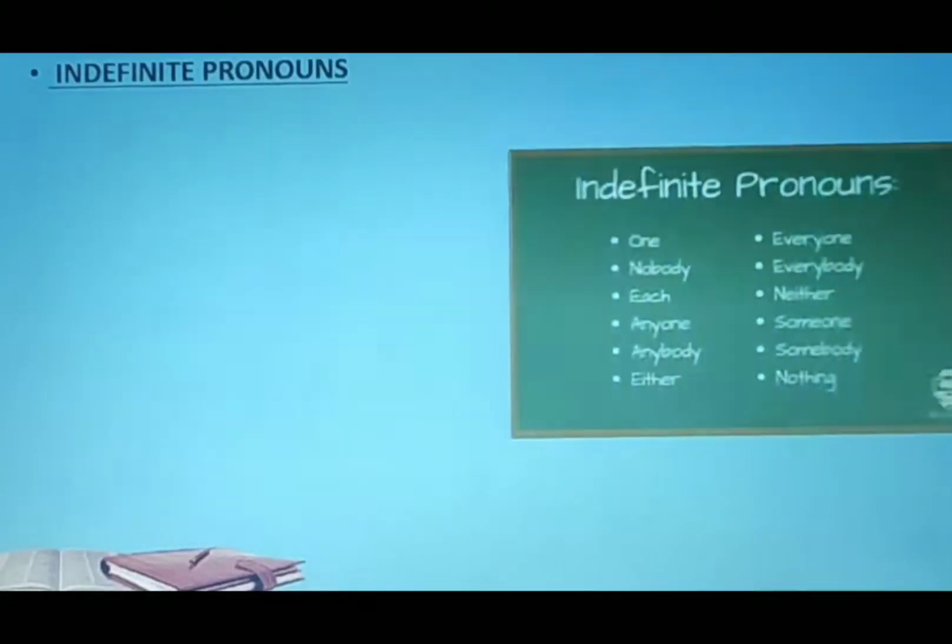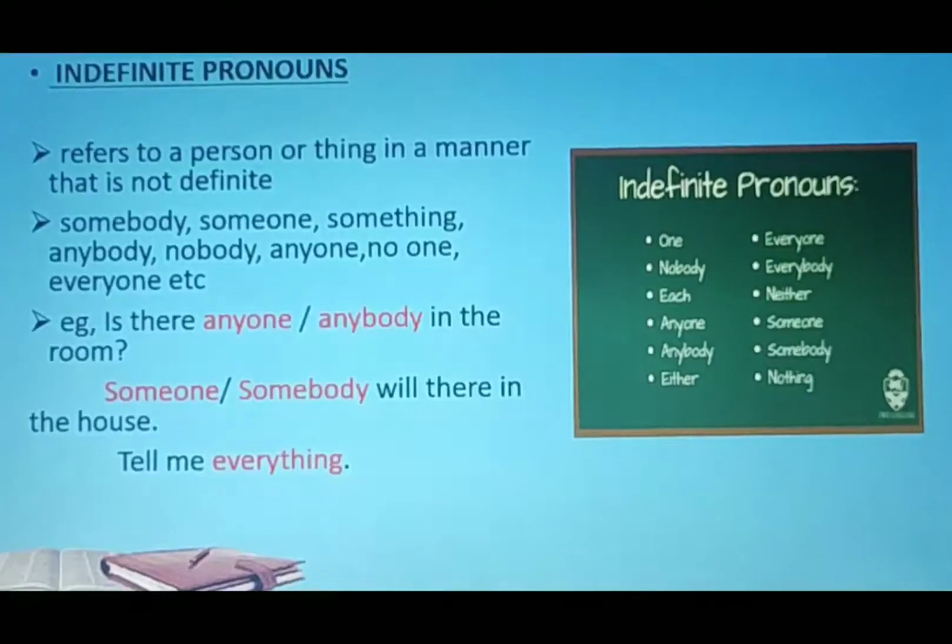Let's look at the last kind of pronouns, that is indefinite pronoun. Indefinite pronouns refer to a person or thing in a manner that is not definite. It includes somebody, someone, something, anybody, nobody, no one, everyone, etc. What is the meaning of indefinite? Indefinite means something that is not fixed or not clear. And definite means something that is fixed. We know exactly what it is. But indefinite means it is not clear.